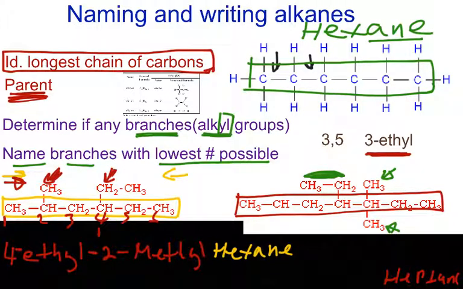So what's going to happen? We'll look from this direction, and from this direction, and see which one gives the lowest numbers. And it looks like counting from right to left this time gives us the lowest numbers. So we count, this will be carbon number 1, 2, 3, 4, 5, 6, 7. So what's the name going to be?